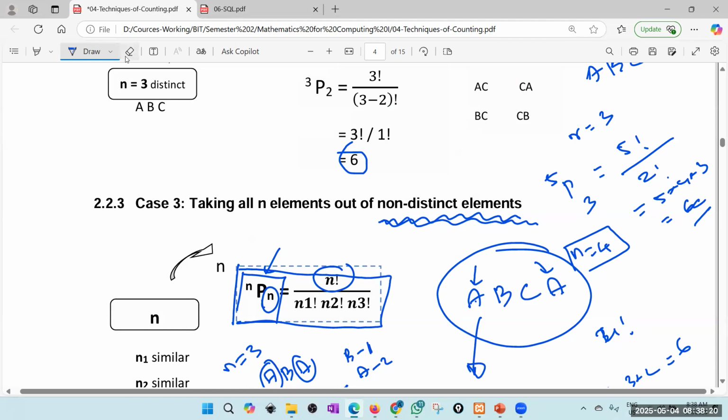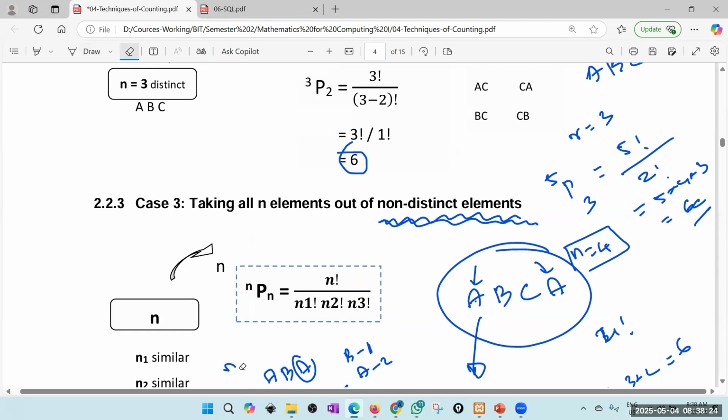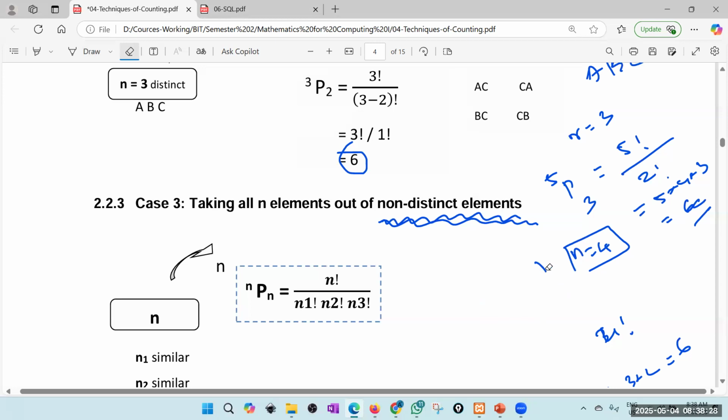What is that scenario? Can you find that one also? So we look at n distinct elements taking all n elements. Then we look at n distinct elements taking r elements. All are linear. So the third scenario, we took n non-distinct elements and took all n elements.